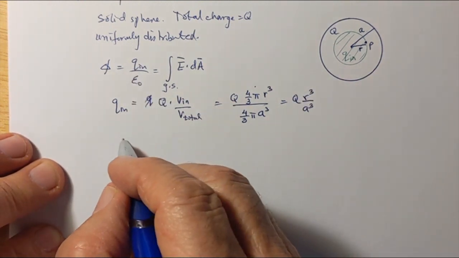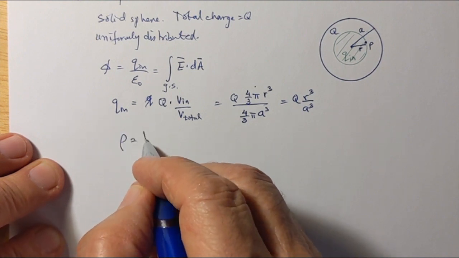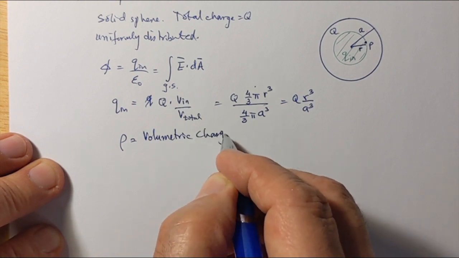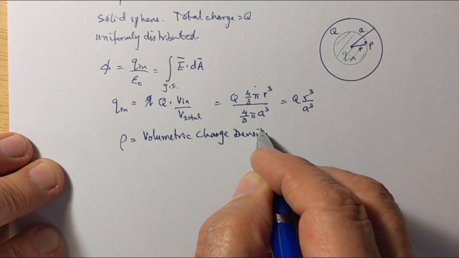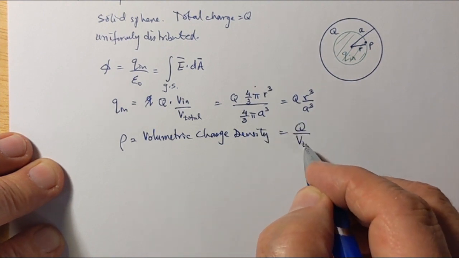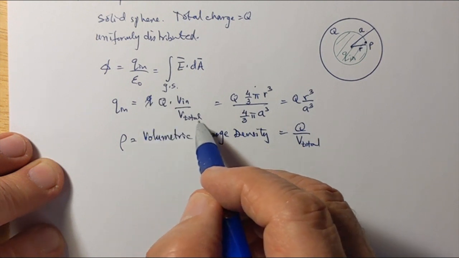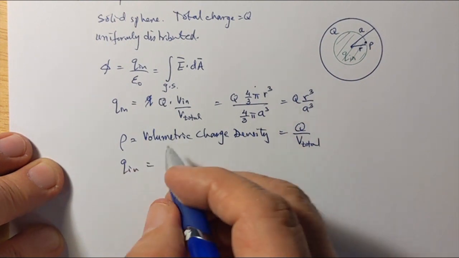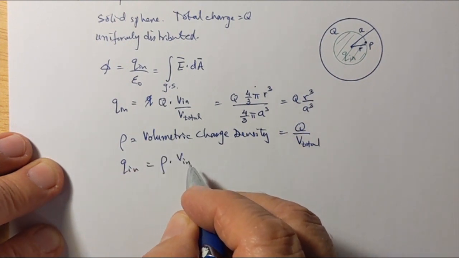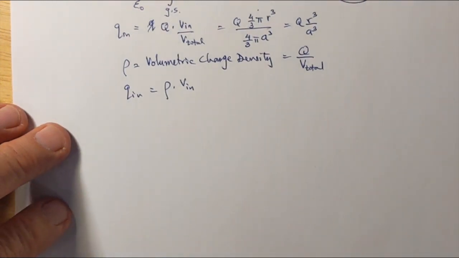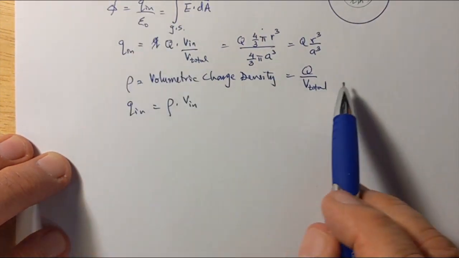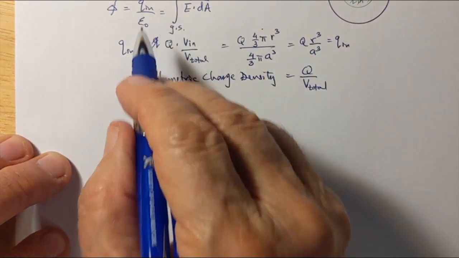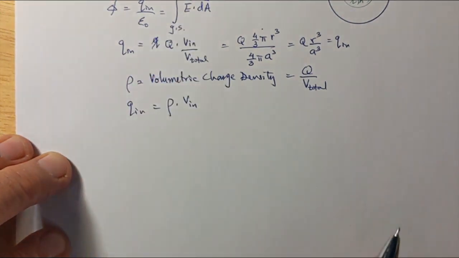Another way of doing this is to say that we have rho, which is the volumetric charge density, and that is q over the total volume. So this part is the volumetric charge density, and then q in is going to be the volumetric charge density times the V in, which will give us the same thing. So now we can replace the q in with this thing. That's q in, so that goes in here. Epsilon we know. Now we need to look at some symmetries.